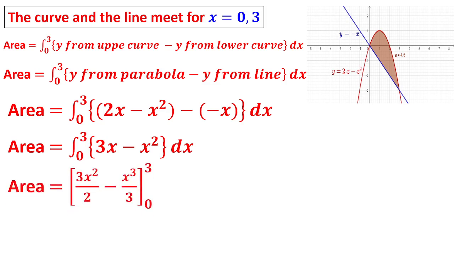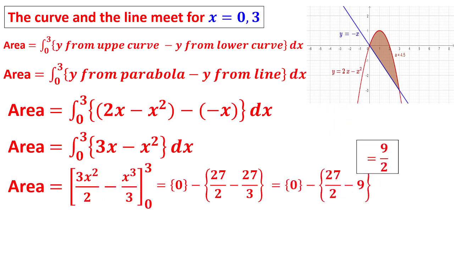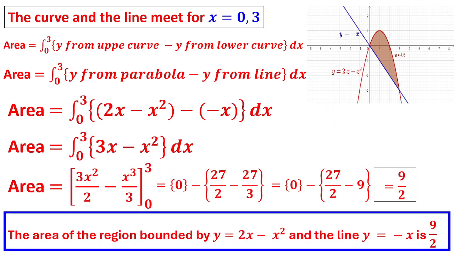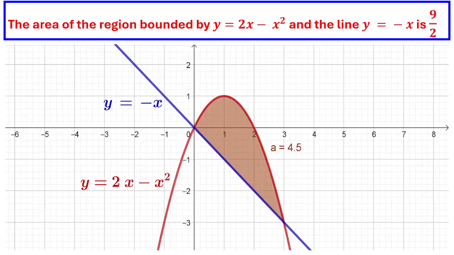I am splitting the integral into 2 and then adding them, where I am finding the area. The area is coming as 9 by 2. Let us see the graph of it. It's a very interesting thing. You see, this is the graph, and you are getting 4.5, which is nothing but 9 by 2.